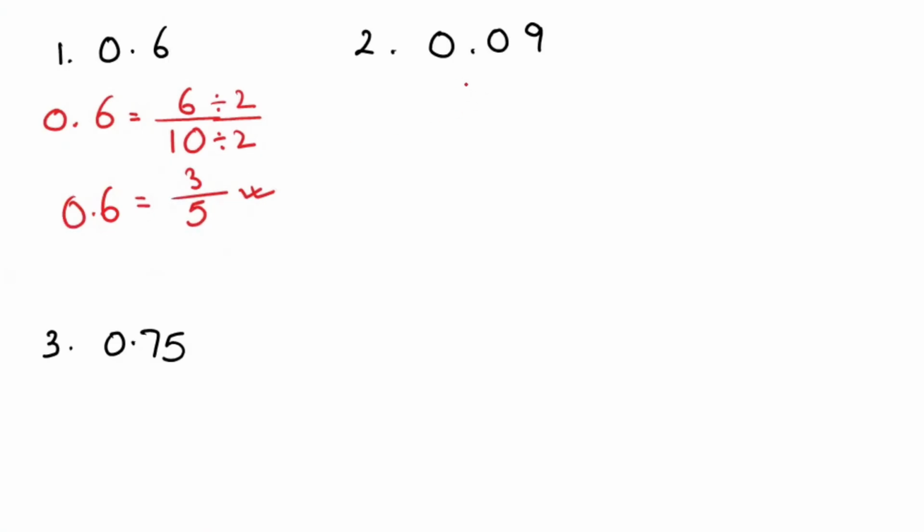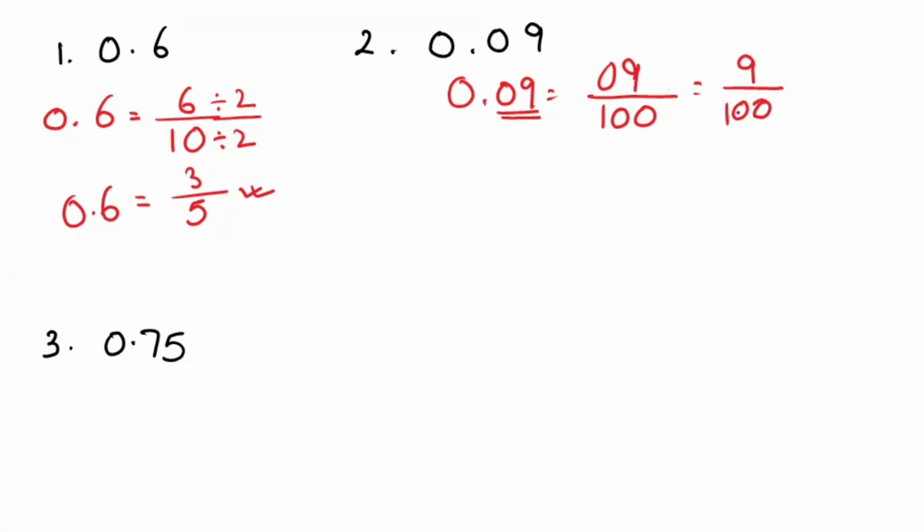Now let's do 0.09. It will be 9 over 100 because after the decimal point there are 2 digits. That's why it is 9 over 100. You can put 0 here, but as we know, a 0 before the digit has no value, so we can write directly 9 over 100. Can we simplify it further? No, we can't simplify it into a smaller form. So this is the final answer. So 0.09 is equal to 9 over 100.